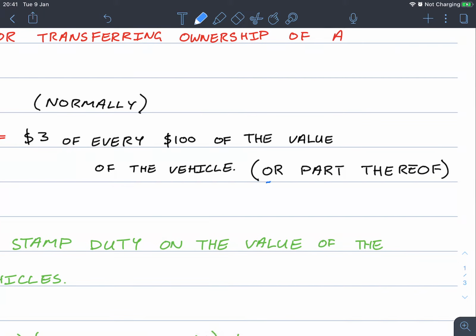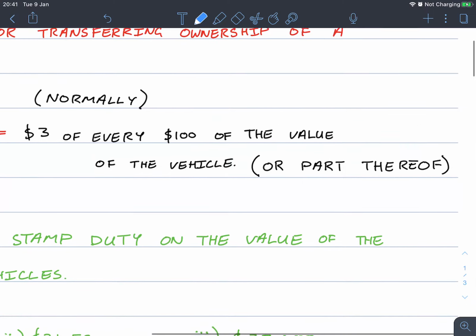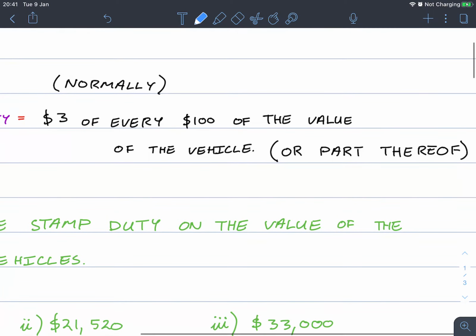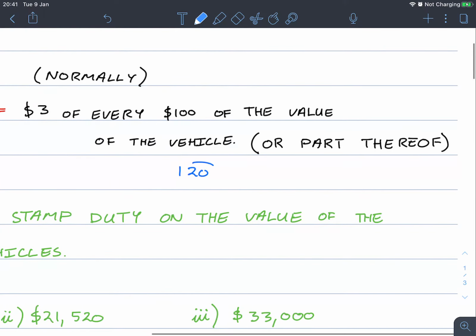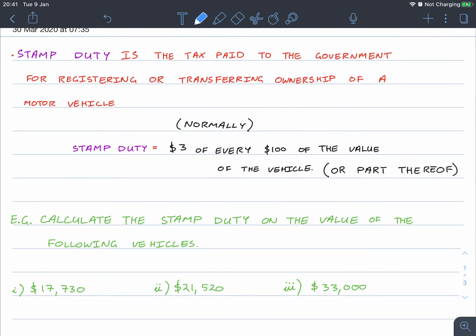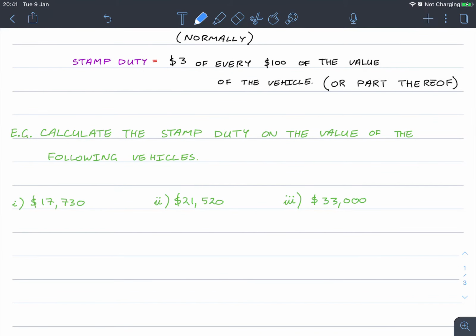What part thereof means is even if you have a little portion of 100, we treat it as the full amount. So for example, if I have, let's say, $120, because $20 is part of the next 100, this just rounds up to $200. Okay, and then this will play into the calculation of the stamp duty of these following vehicles. So let's get straight into it.